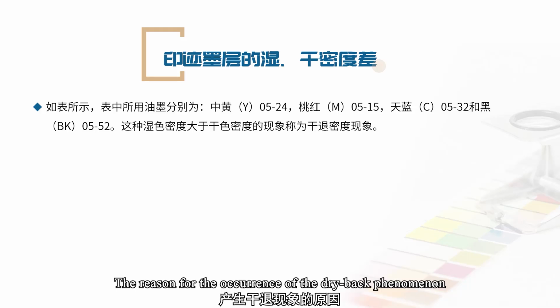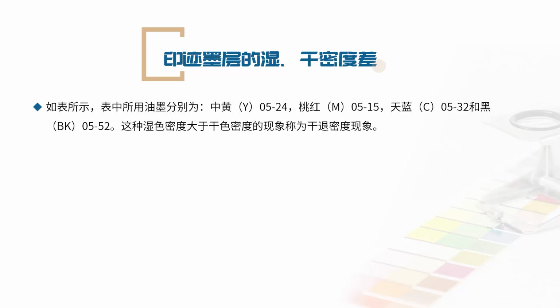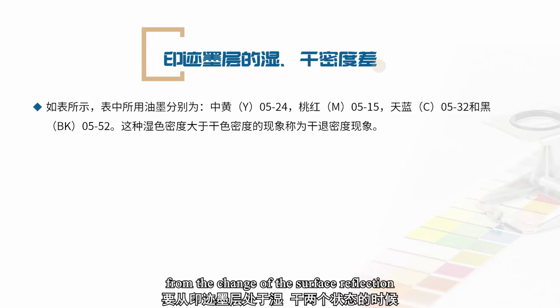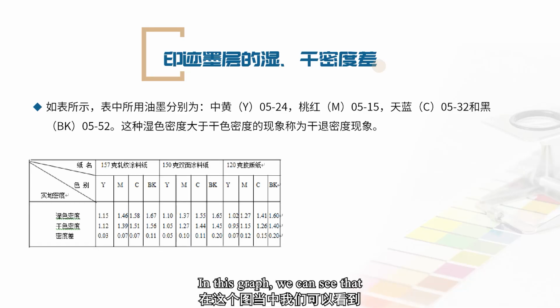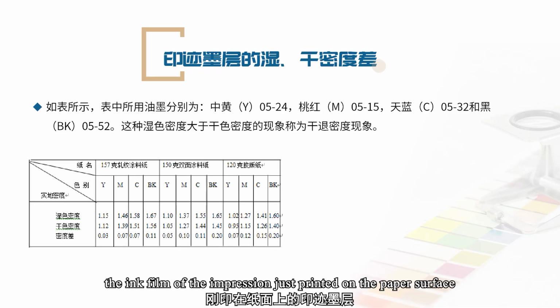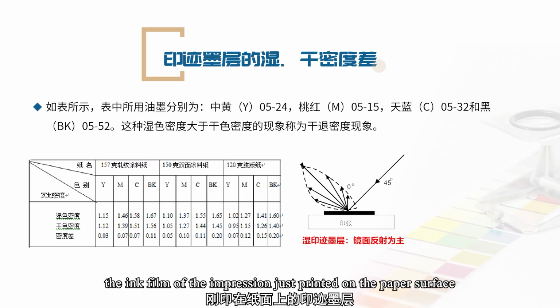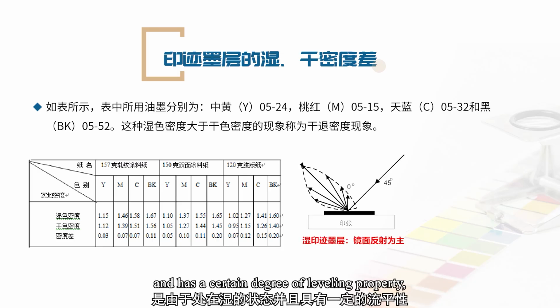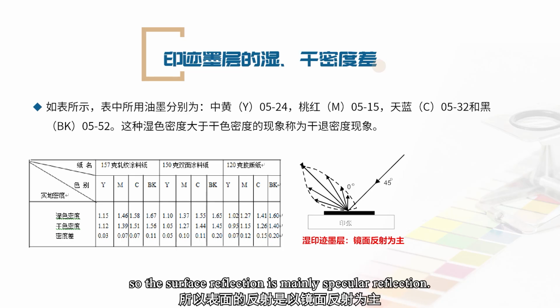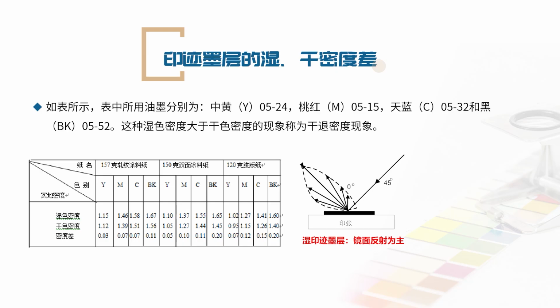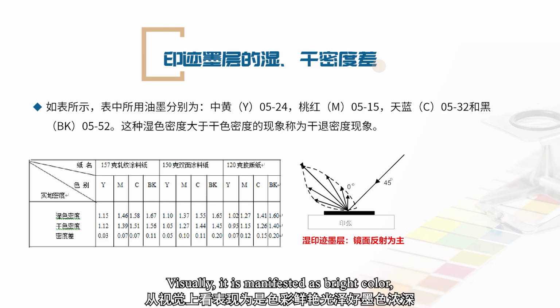The reason for the occurrence of the dryback phenomenon needs to be explained from the change of the surface reflection of the ink film of the impression when it is in the wet and dry states. In this graph, we can see that the ink film of the impression just printed on the paper surface is in a wet state and has a certain degree of leveling property. So the surface reflection is mainly specular reflection. Visually, it is manifested as bright color, good luster, and dark ink color.